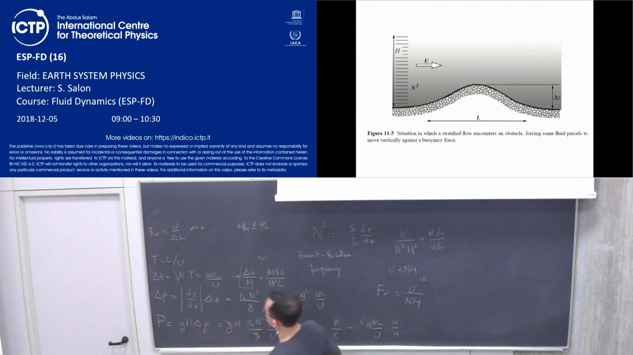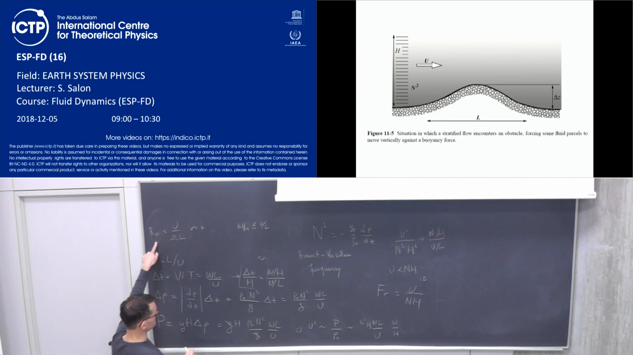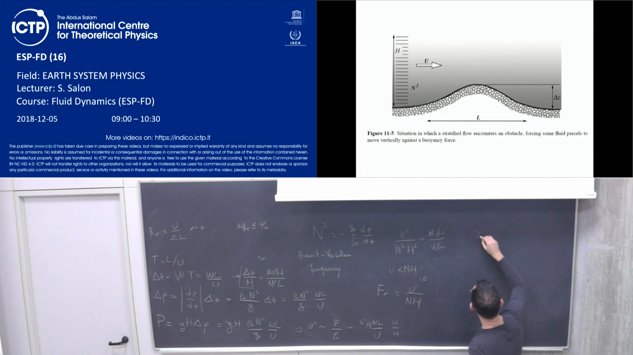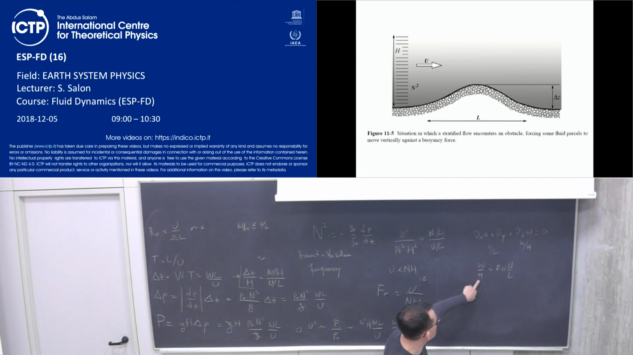If we come back for a minute to the scale, to the rotating flow, what we will have is that, if you remember, we have the continuity equation, okay? So this scales like U over L and this scales like W over H. So actually Rossby is a scale which measures the importance of the vertical divergence or convergence with respect to the horizontal one. Okay?